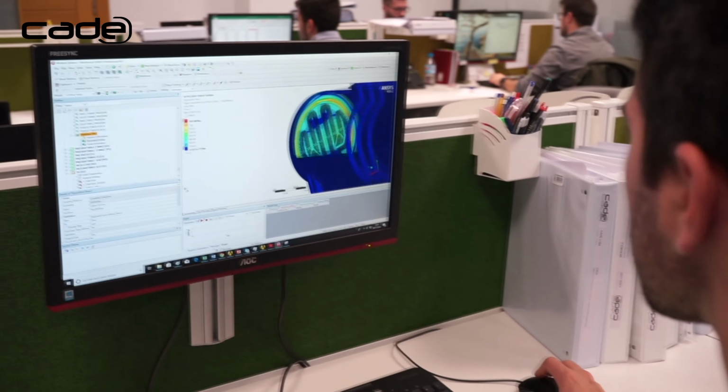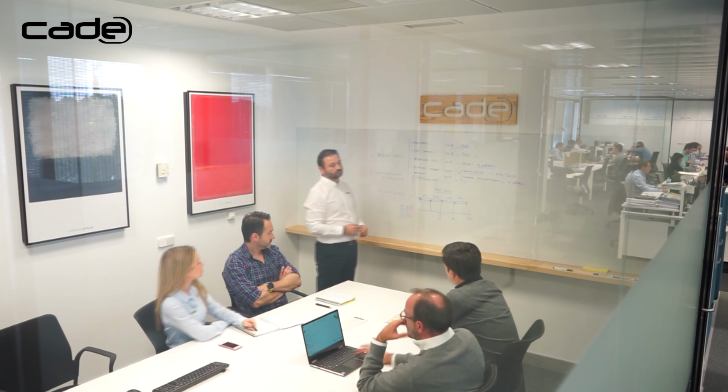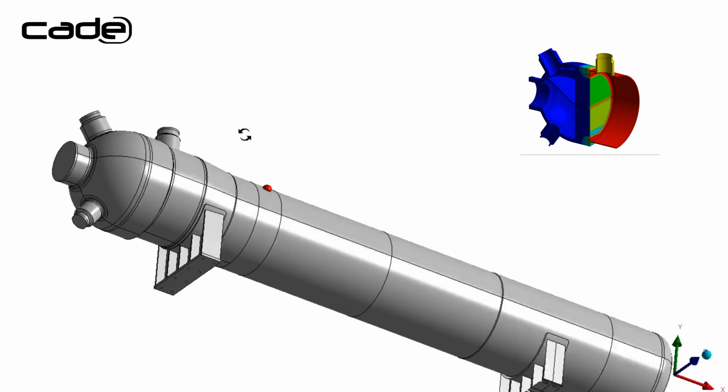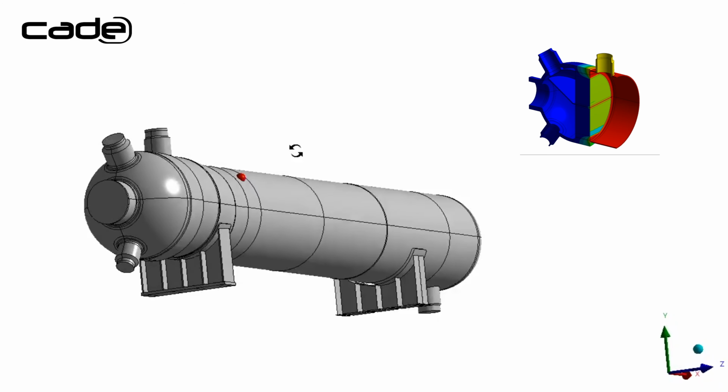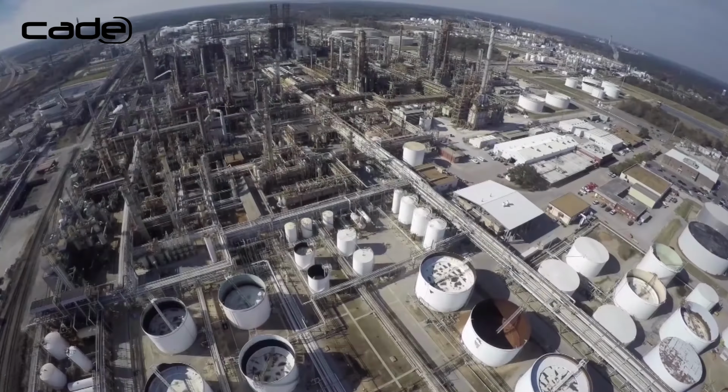At Cade, our mechanical engineers and simulation experts work hand in hand with our process engineers in order to perform heat exchanger analysis in the most realistic way possible. Therefore, we're able to detect failure modes that usually can't be detected through conventional analysis, and as a result, operating processes can be improved and optimized.